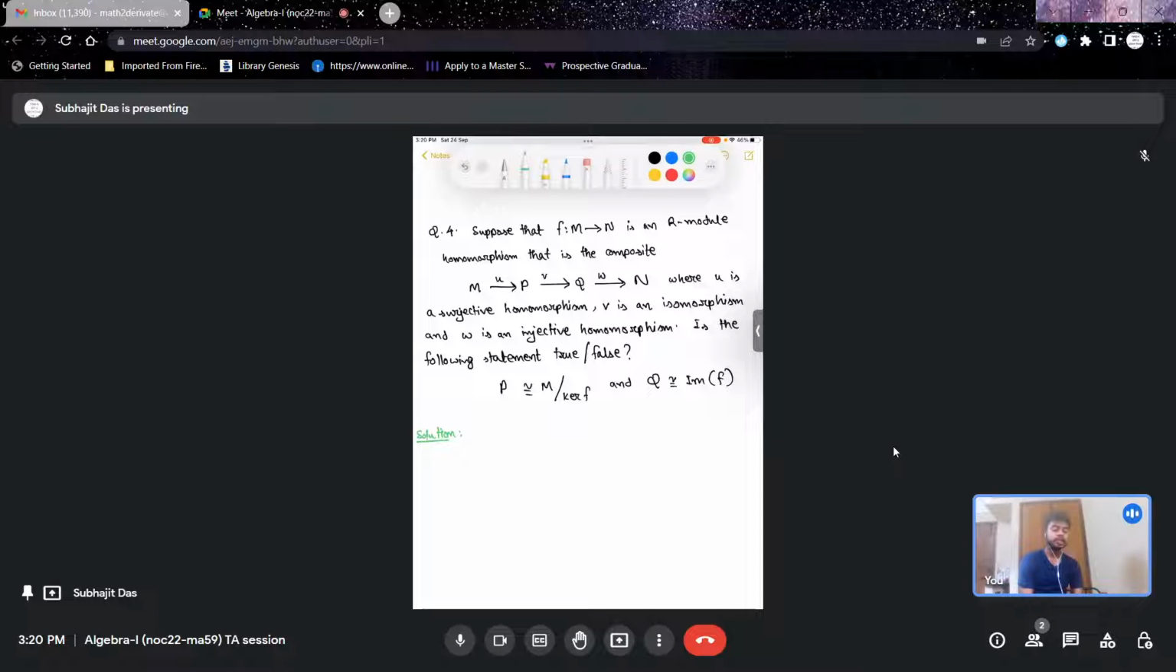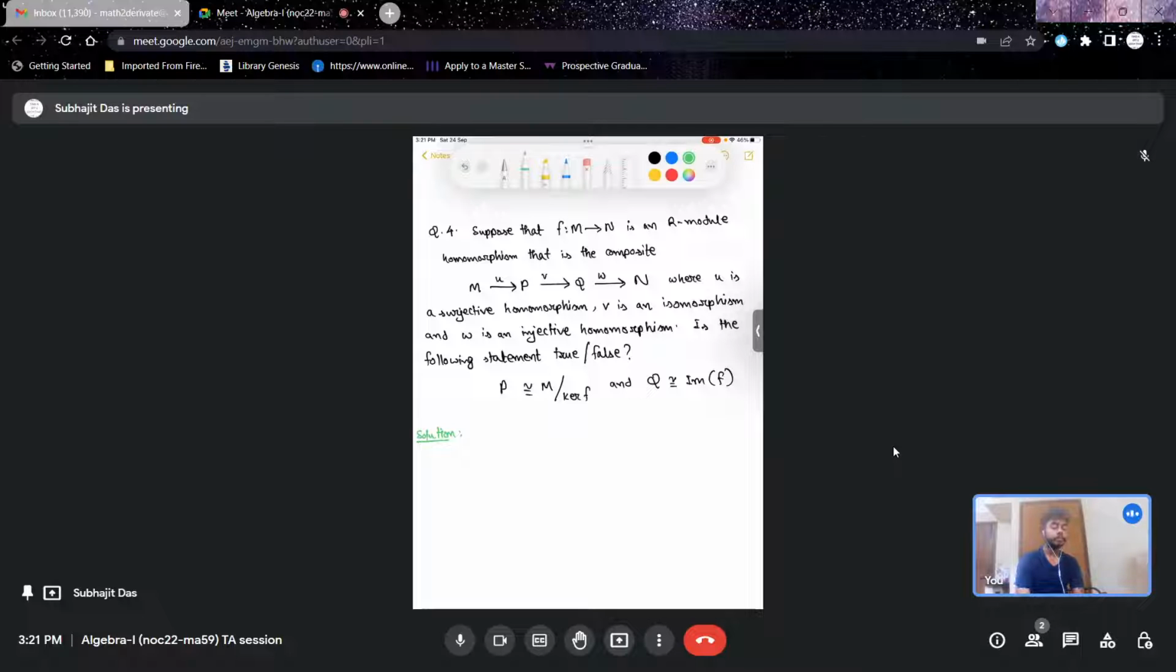u is a surjection. So the first one, the arrow u from M to P, is a surjective R module homomorphism, or in other words an epimorphism. v is an isomorphism of P onto Q, while w is an injective homomorphism from Q to N, right? That is a monomorphism from Q to N.